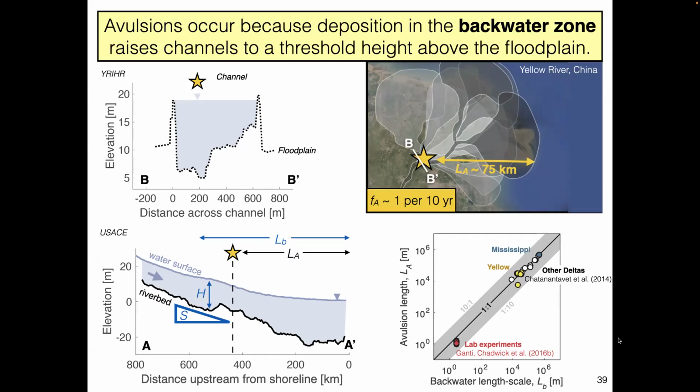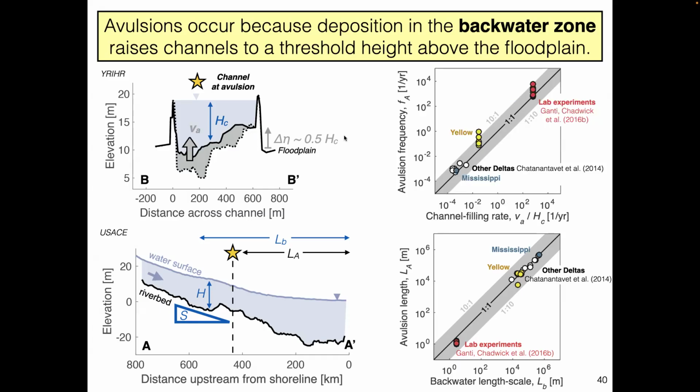Another important thing is that we think these avulsions occur when channels basically elevate themselves to a threshold height above their floodplain. So if we look at this cross section here from B to B prime on the Yellow River delta near the avulsion site, here I'm showing you this elevation versus distance across the channel. This is at some reference time. And then if we look at it right before an avulsion occurred, you can see that it builds up sediment in the channel, to a height that's comparable to its own depth, often like we see in the field, like maybe half a depth or even more.